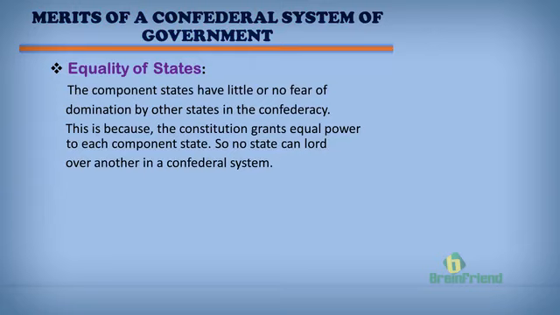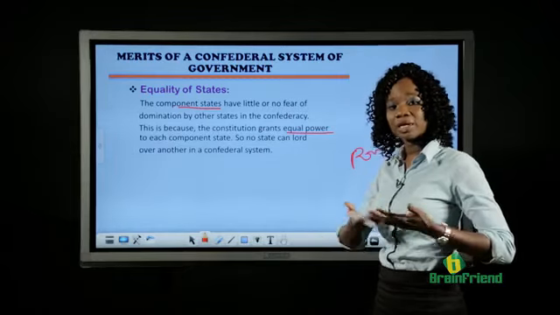The component states that form this confederacy, when they come into the confederal system of government, do not need to be afraid of more powerful countries that are members of that same confederacy, or even more powerful countries that are not members, because to a large extent, the Constitution provides equality of power to each component state. It makes them equal.